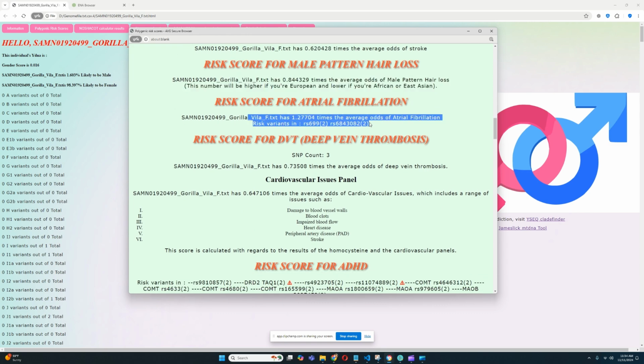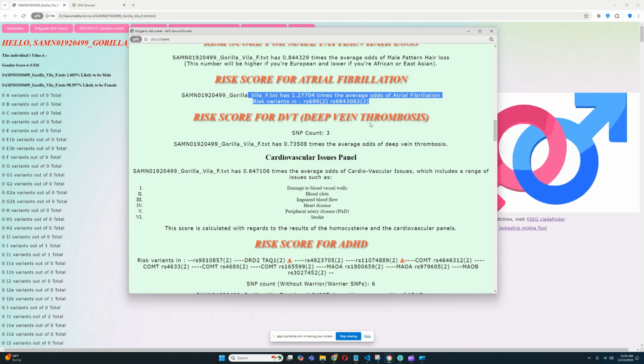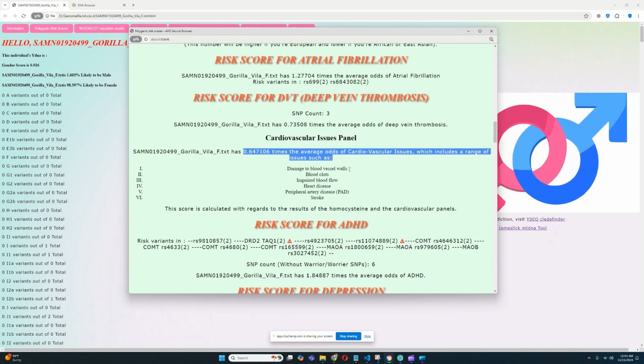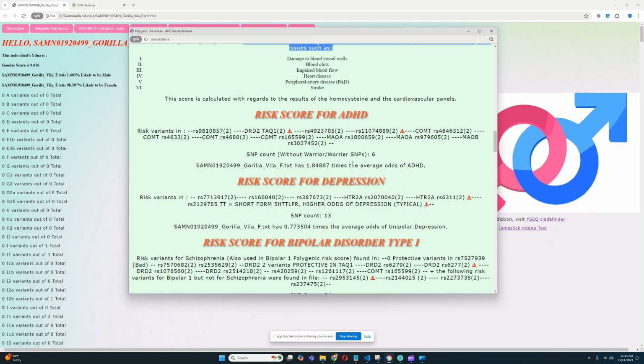She's scoring higher odds for atrial fibrillation. Wow, higher for atrial fibrillation. Very interesting. Lower for deep vein thrombosis and lower for cardiovascular issues. Right. She is scoring very high for ADHD, and that is most probably because of this genotype in TOC1. So she does have the A1A1 genotype in TOC1, which leads to higher odds of ADHD.